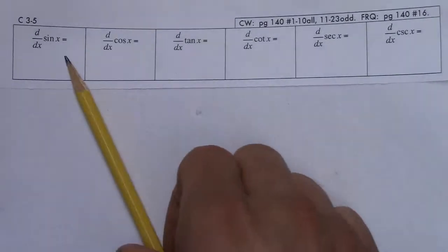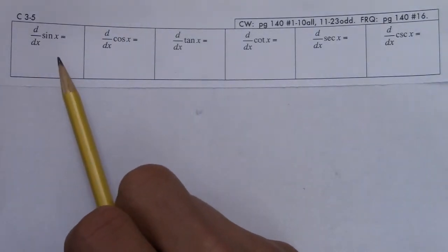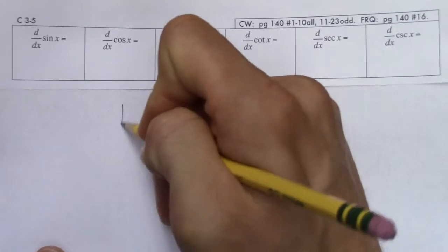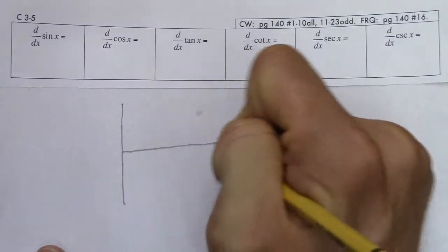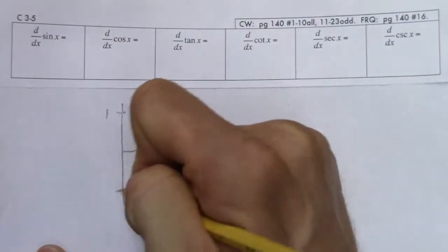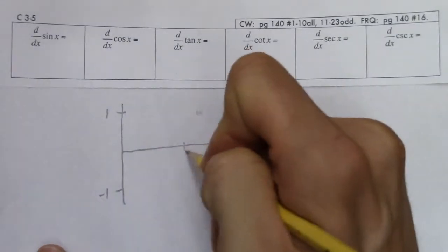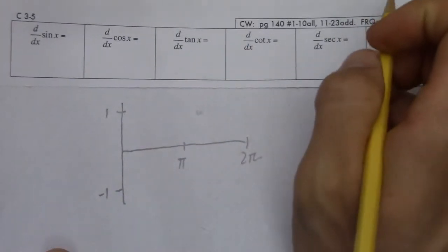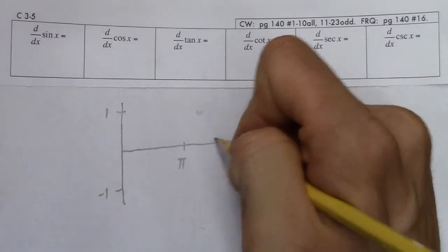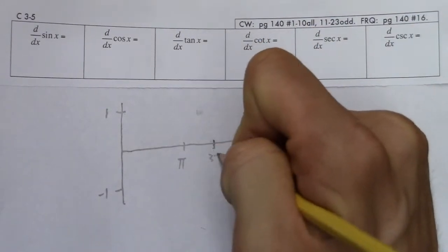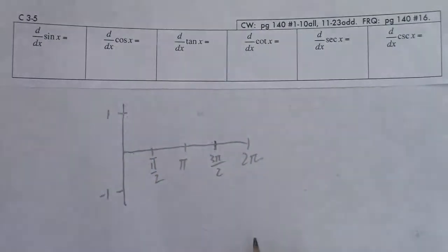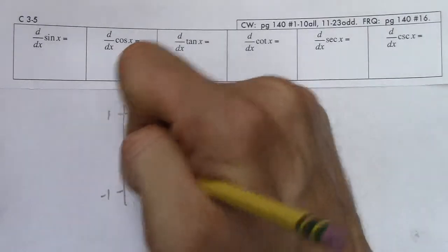So, derivative of sine. First off, I'm going to investigate the graph of sine of x. By the way, you should definitely be able to immediately reproduce this graph of sine, and cosine for that matter, just for your own knowledge. So there's our axis. We're just going to graph one cycle of sine.